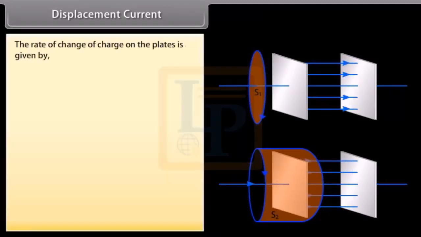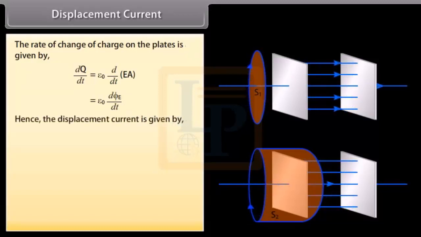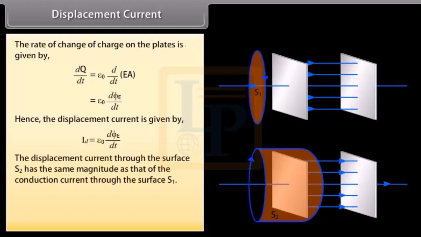The rate of change of charge on the plates is given by epsilon naught d upon dt of EA, which is equal to epsilon naught d phi E by dt. Hence, the displacement current is given by ID is equal to epsilon naught d phi E by dt. The displacement current through the surface S2 has the same magnitude as that of the conduction current through the surface S1.